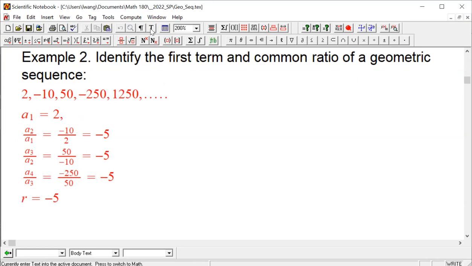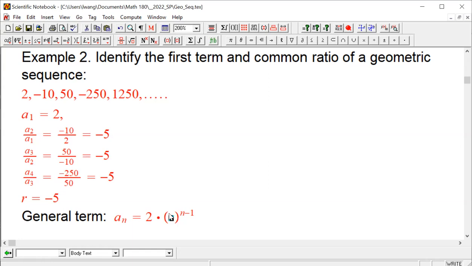If we know all of these, what is the general term? The general term, a sub n, equals a sub 1 multiplied by r raised to the power of n minus 1. When we plug in the numbers, a sub 1 is 2, and r is negative 5.